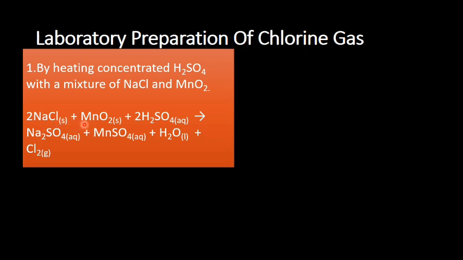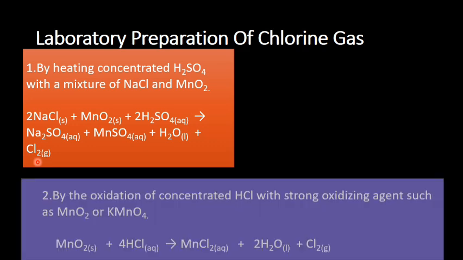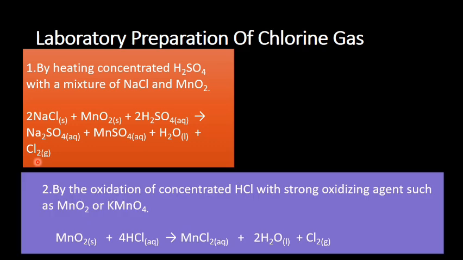Having sodium chloride plus manganese(IV) oxide plus H2SO4, then we have sodium sulfate, we have manganese sulfate, we have water, and then chlorine gas is produced. So this is also a method.